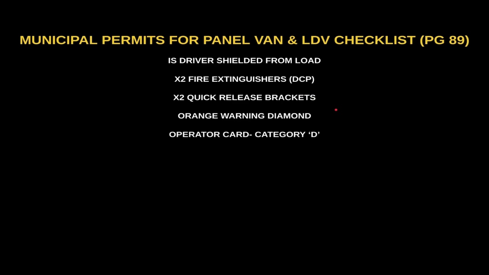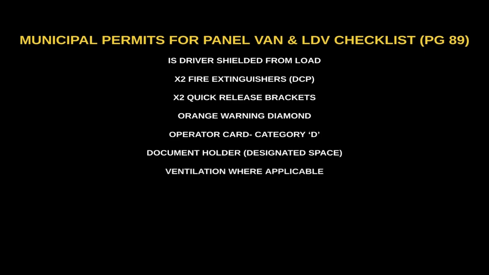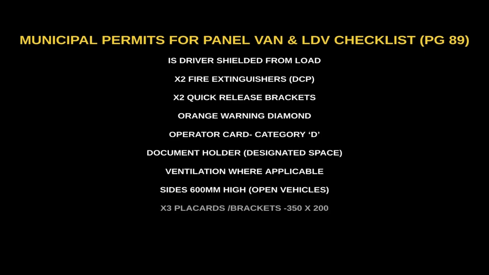There must be an operator card for category D, a document holder in a designated space, as we discussed, ventilation where applicable, and the sides must be 600 millimeters high, or 60 centimeters high, for open vehicles. There must also be 3 placards, remember, 1 for each side, and then also your 3 stickers.